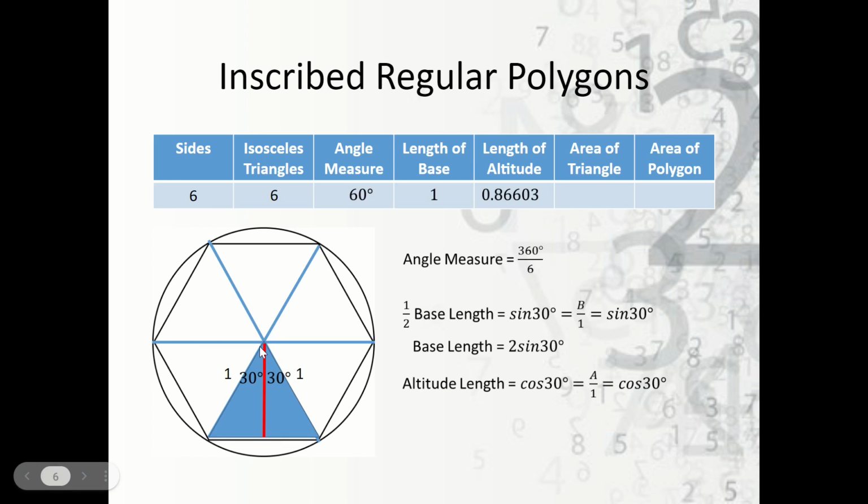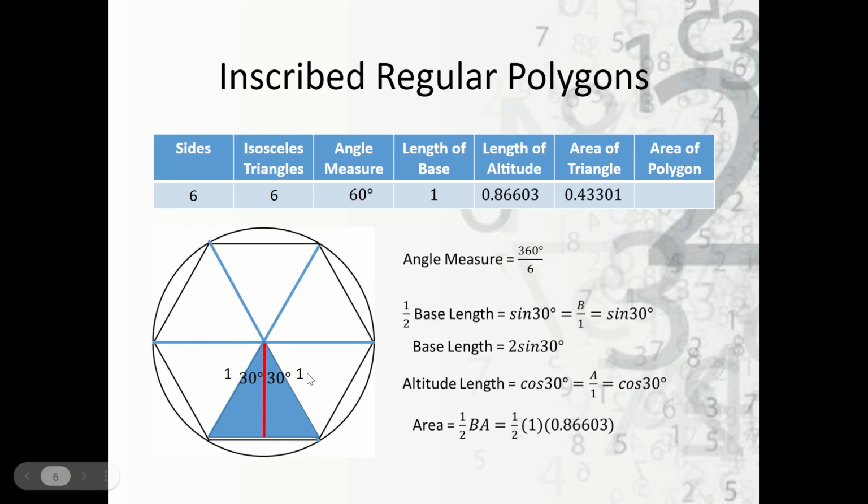Now we want to find the area of this whole triangle here. So if we do that, the area is 1/2 base times height. So it's 1/2 the base times the altitude. So that's 1/2 times 1 times 0.86603. And when we put that into our calculator, we end up with 0.43301.